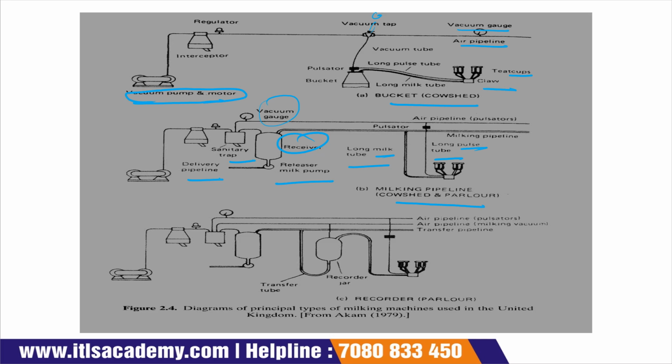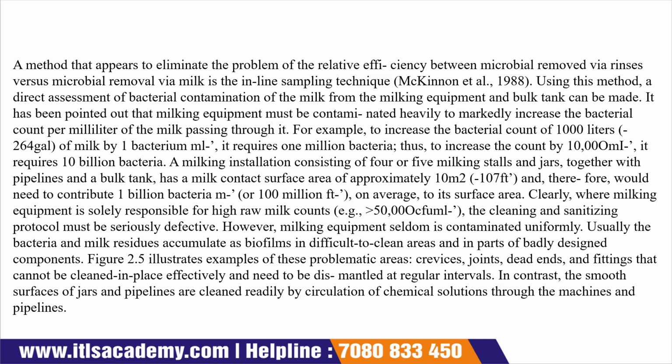Okay, now the next one is a method that appeared to eliminate the problem of relative inefficiency between microbial removal via rinses versus microbial removal via milk in the line sampling technique. Using this method, a direct assessment of bacterial contamination of the milk from the milking equipment and bulk tank can be made. It has been pointed out that milking equipment must be contaminated heavily to markedly increase the bacterial count per milliliter of the milk passing through it.